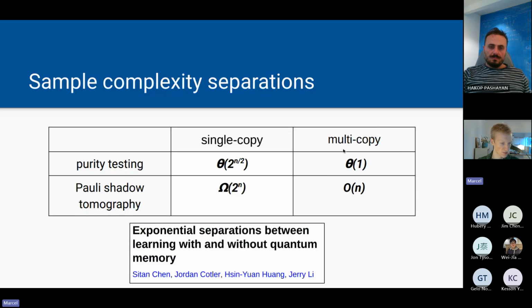Okay, and if you want to know more or are just getting familiar with these kinds of separations, then I think a perfect first reference to look at is this paper by Sitan Chen and co-authors, which is called Exponential Separations Between Learning with and Without Quantum Memory. You can really understand how you can prove these kinds of bounds from that paper very nicely.